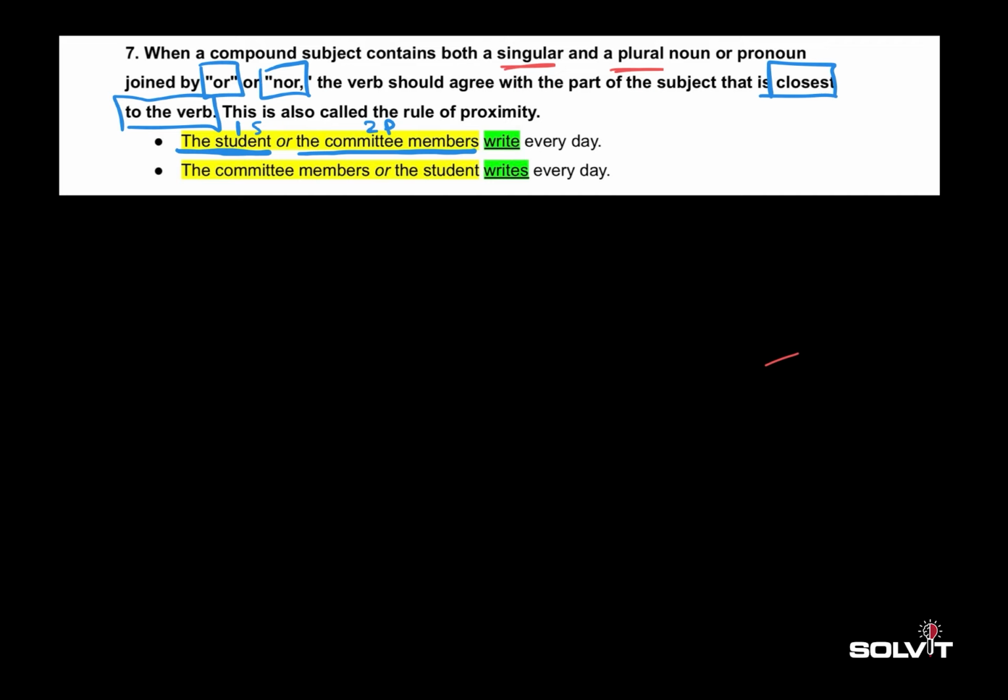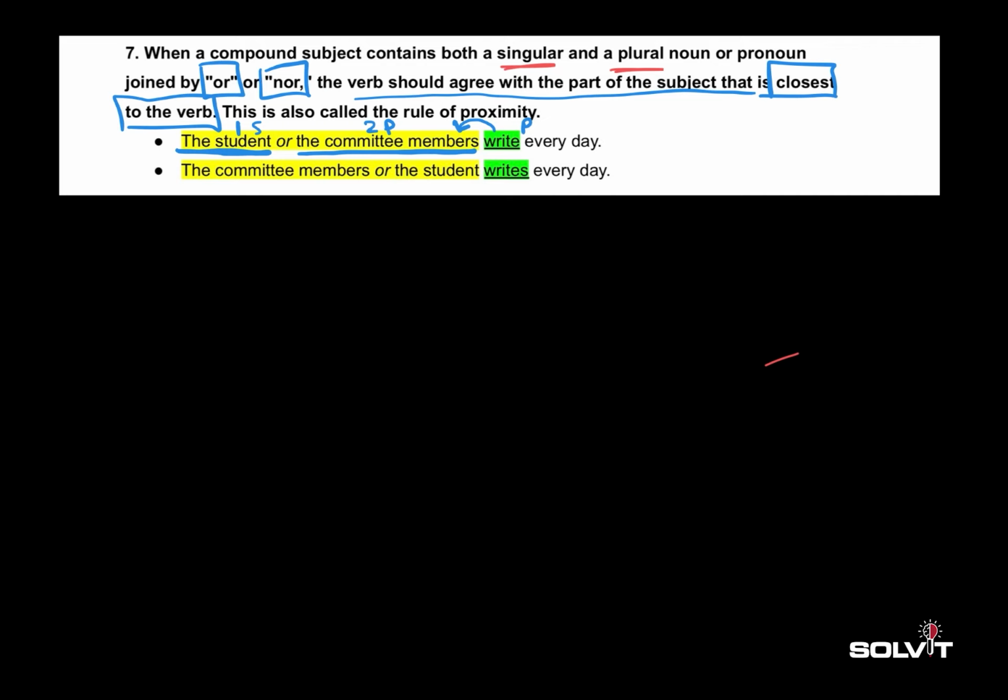So our rule says that our verb should agree with the part of the subject that is closest to the verb. Okay, so our verb is right here, and so what is it going to agree with? It's going to agree with the part that is closest to it, okay? So the committee members is plural, so our verb will also be plural, okay? So the student or the committee members write every day, okay? So in this case, obviously, because one of your subjects is singular and the other one is plural, your verb cannot agree with both of them together. It only has to agree with one. So it always has to agree with the subject that is closest to it.